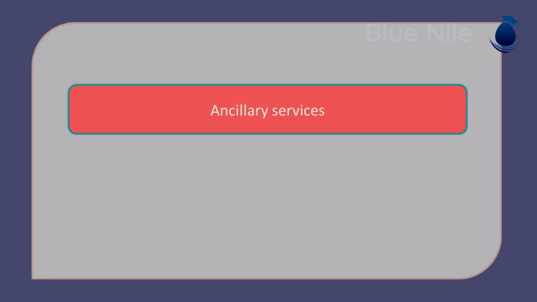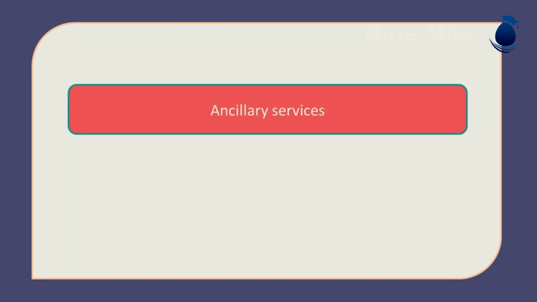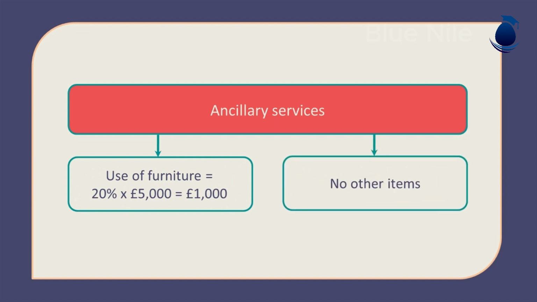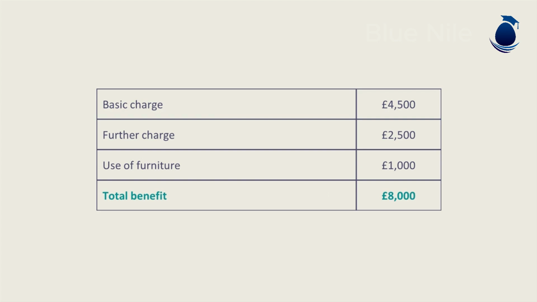Finally, we need to look at the ancillary services. The employer paid for furniture for Brad to use, so this will result in a use of furniture benefit of 20% of £5,000, so £1,000. Brad pays for his own running costs, so there are no other items to consider in this case. Totaling these results, then we have the basic charge of £4,500, the further charge of £2,500, and the use of furniture valued at £1,000 to give a total of £8,000.